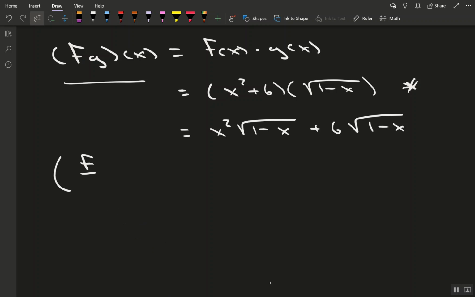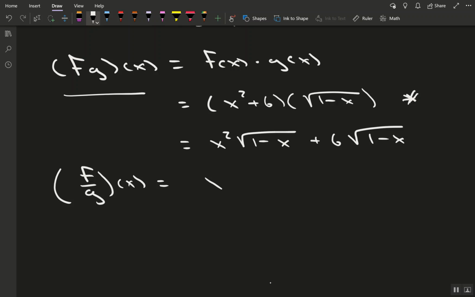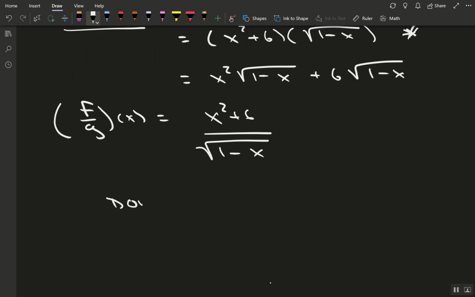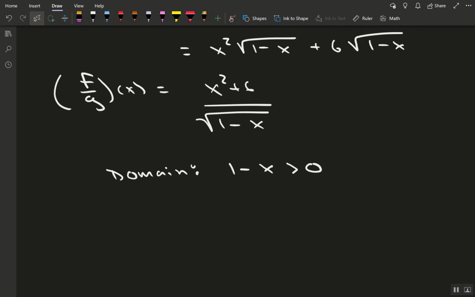And finally, f over g. This is one where you have to restrict the domain. So we know f was x squared plus 6, and the bottom is the square root of 1 minus x. And now this is where the domain comes into play. Okay, so you have to watch out, the denominator has both a denominator and a square root. So whatever's inside, not only does it have to be greater than 0, it can't be 0 at the same time. So lots of times in square roots, things have to be greater than or equal to 0, but if it's a square root in the denominator, it just has to be greater than 0.